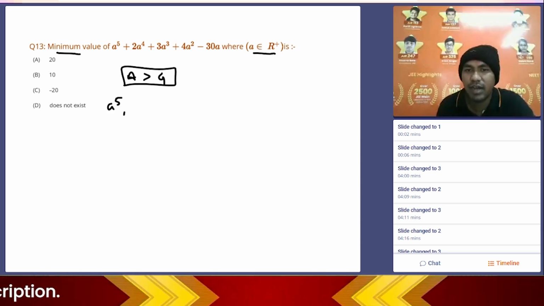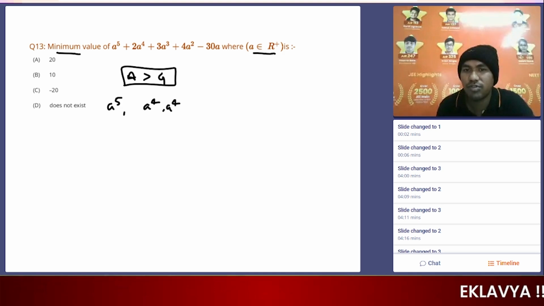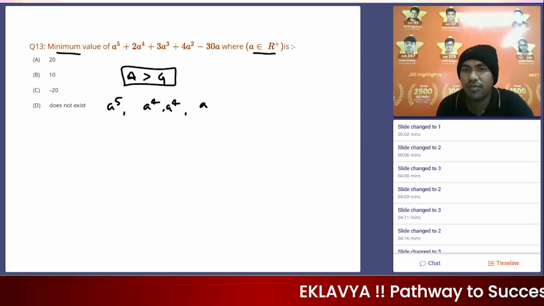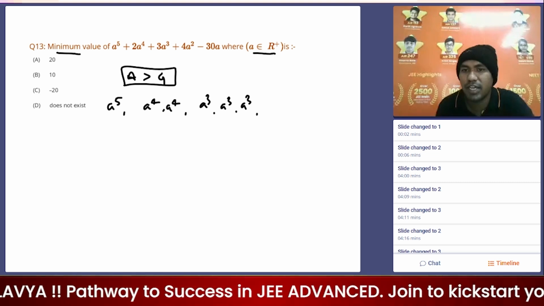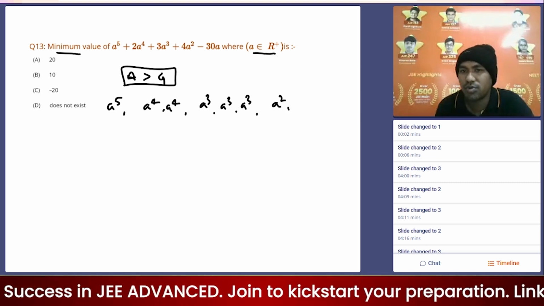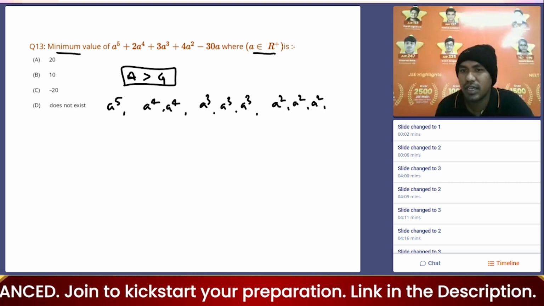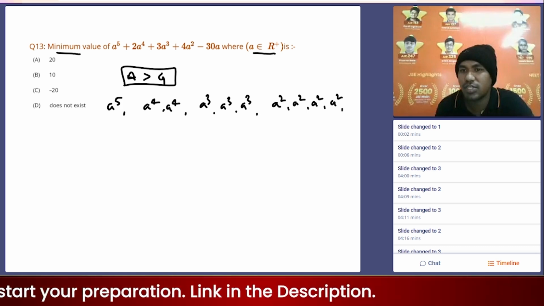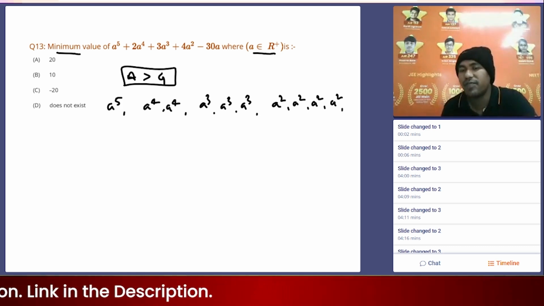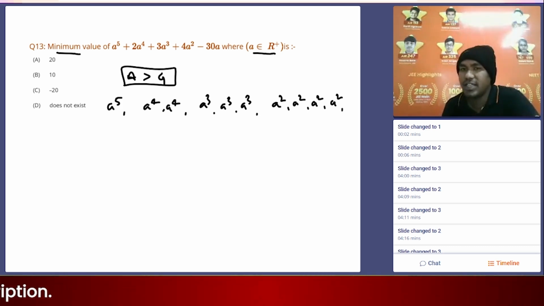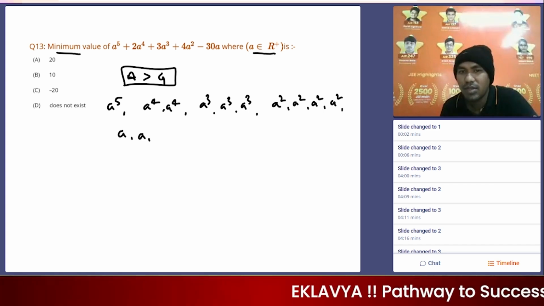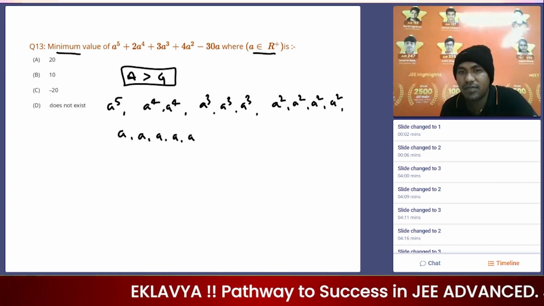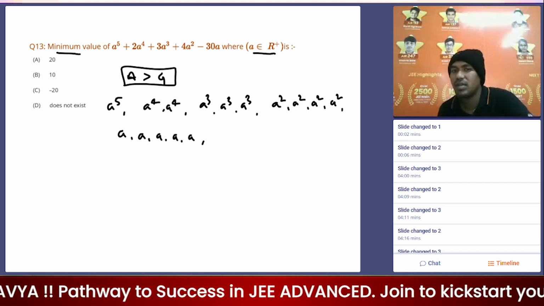We take a^5, and here 2 times a^4, so a^4 and a^4. And 3 times a^3, so a^3, a^3, a^3, and 4 times a^2, so a^2, a^2, a^2, a^2. And the next term, you see 1, 2, 3, 4, the next one will be 5a. So I add and subtract 5 times a.